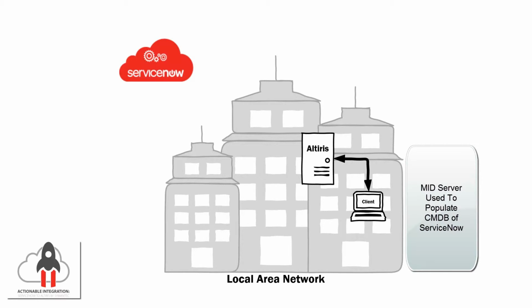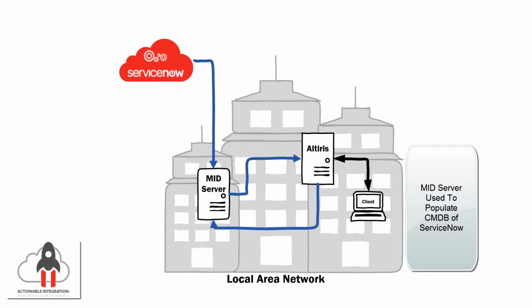To create this connection with your local area network, we will install the ServiceNow MID Server on your local area network. ServiceNow then communicates with that MID Server and sends queries to it to bring back the client information. So it's going to communicate with Altiris, bring back that client information, and send it to the MID Server, and the MID Server then will bring it back and populate the ServiceNow CMDB with the client information.